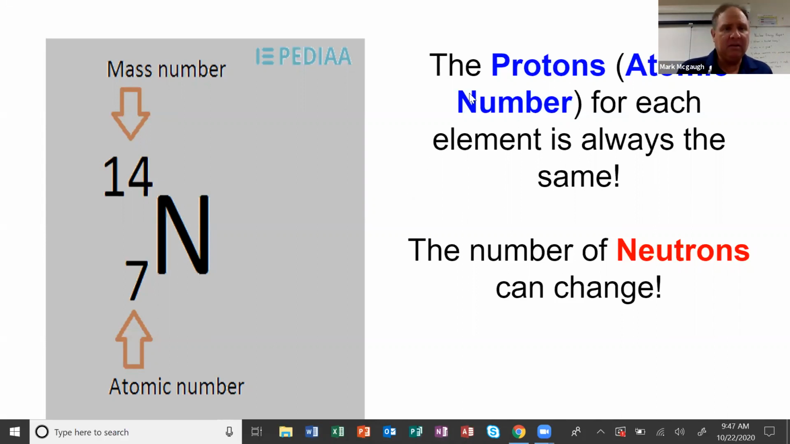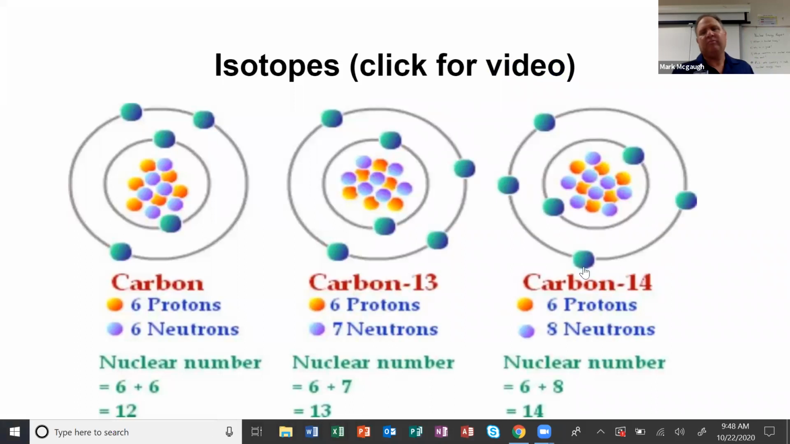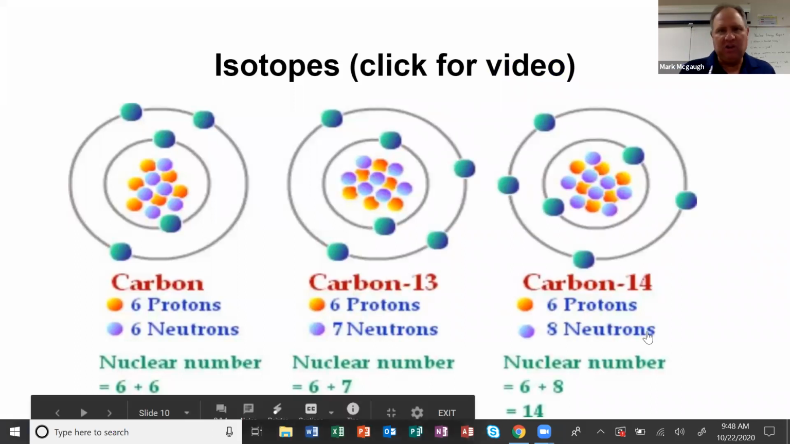All right. Now, here's the new thing we're kind of putting in here. The number of neutrons can change. Protons for each element remains the same. The number of neutrons can change. Now, what's an example of this? I mean, I don't like to just talk about things. I kind of like to show you. Well, I'll show you here with carbon.